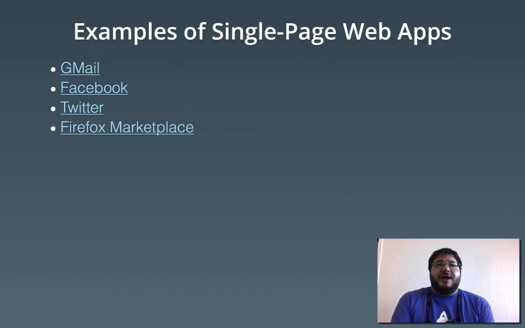So really what I've described to you is a really well mobile optimized single-page web app. Single-page web apps have been around for a long time, ever since the Web 2.0 era, really. There are some really common examples that you can see. There's Gmail and Facebook and Twitter, and of course, the Firefox Marketplace, which we're working on right now.